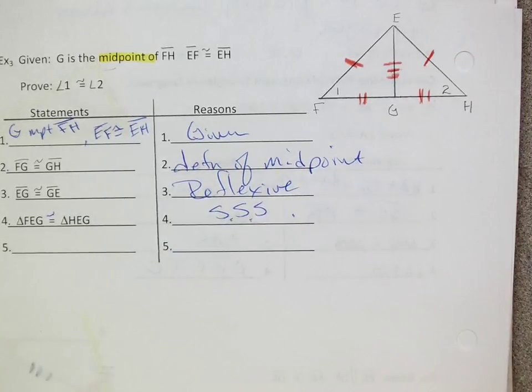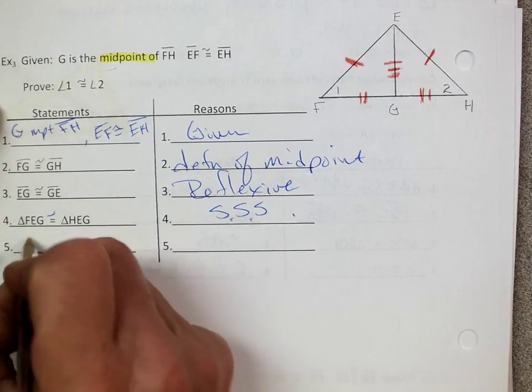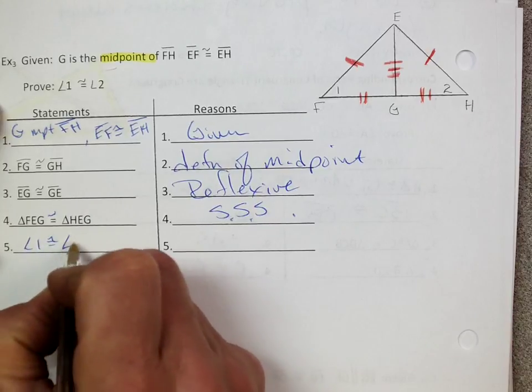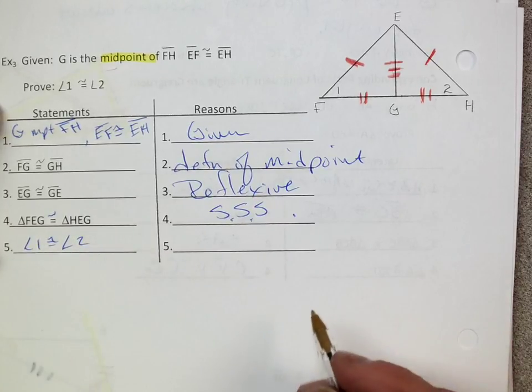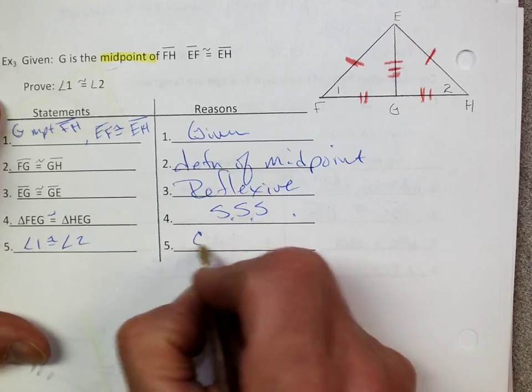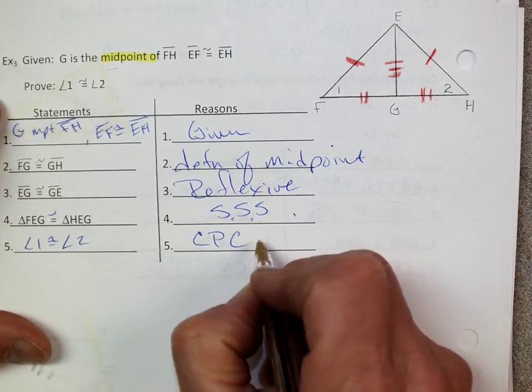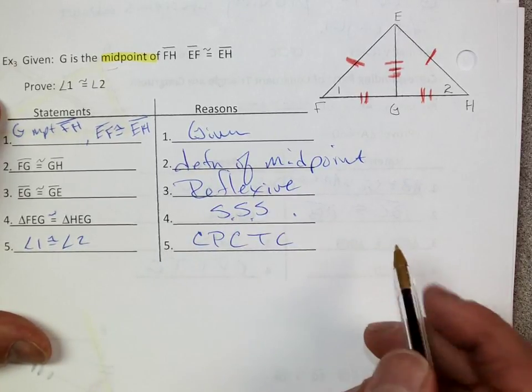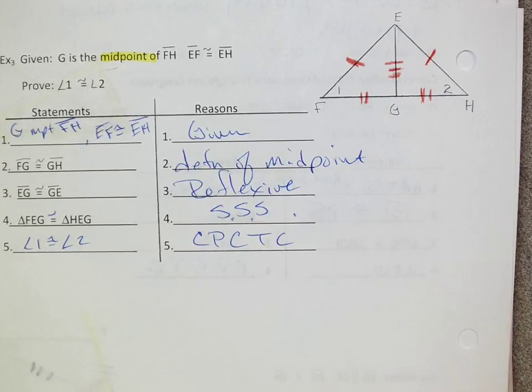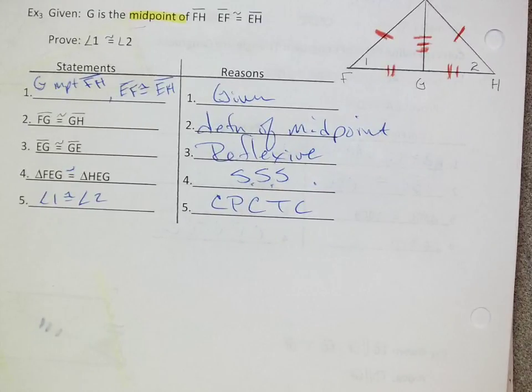SSS. Nice job, Katie. Now finally then, if the triangles are congruent, then all their corresponding parts are congruent, so we can go straight to angle 1 is congruent to angle 2. The reason? Corresponding parts of congruent triangles are congruent. CPCTC. Nice job, you guys. Okay, good. All right, not too bad.